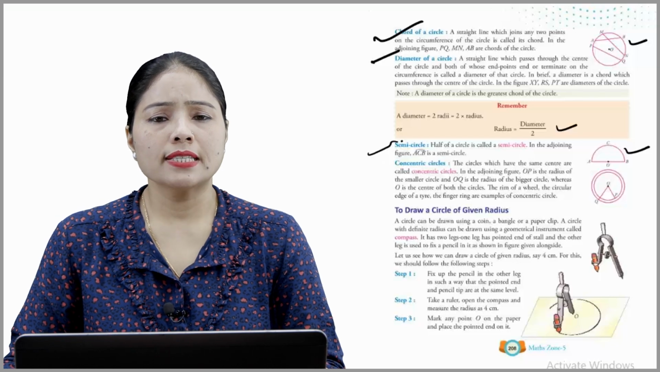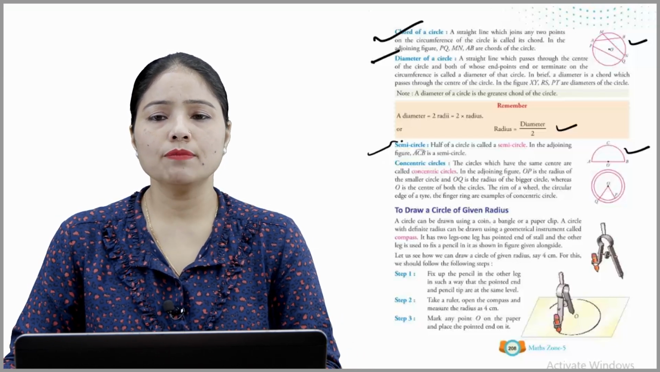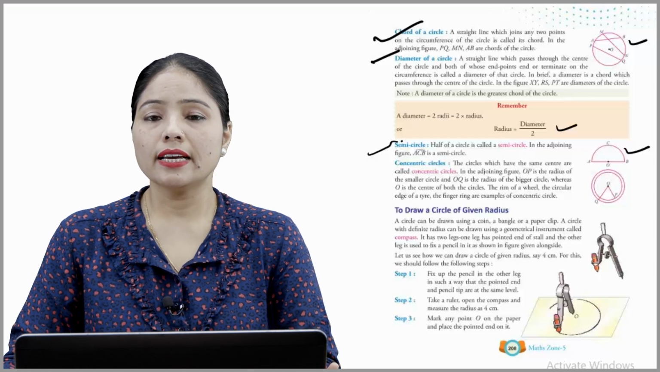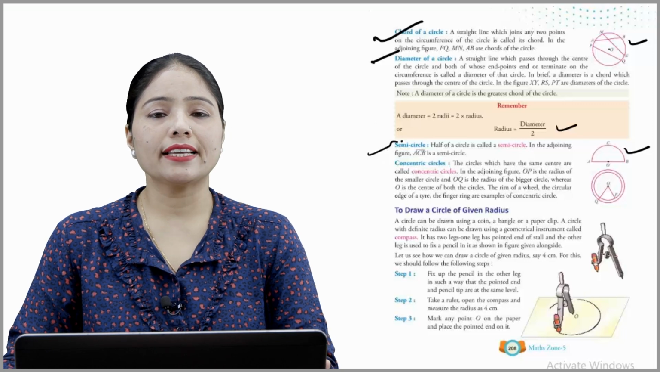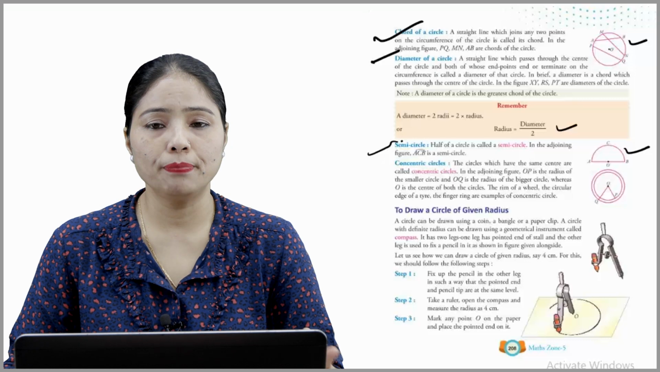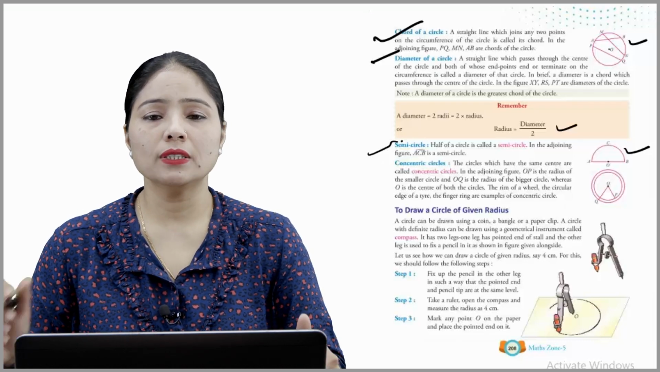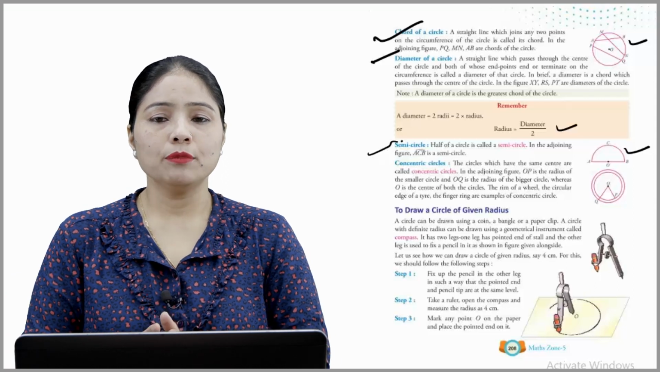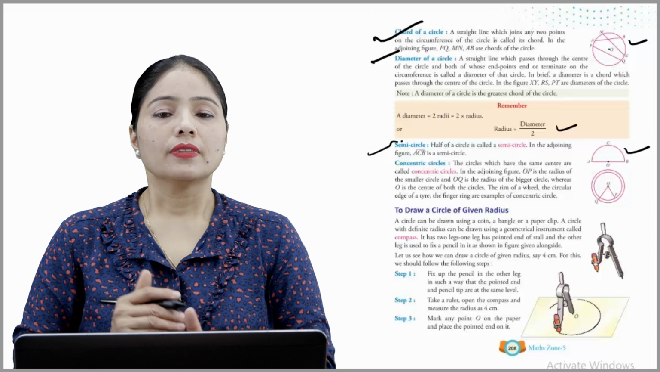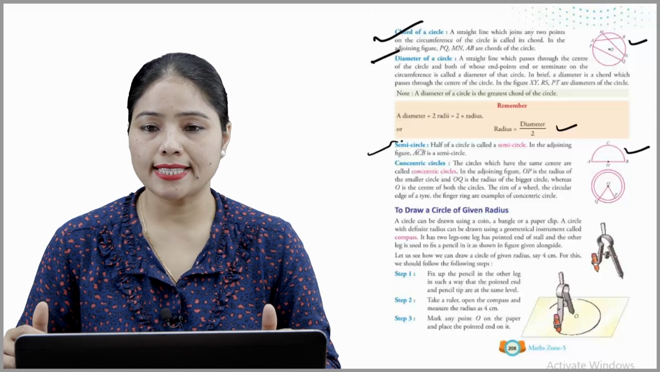Now concentric circles. The circles which have the same center are called concentric circles. In the adjoining figure, OP is the radius of the smaller circle and OQ is the radius of the bigger circle, whereas O is the center of both the circles. The rim of a wheel, the circular edge of a tire, the finger ring are examples of concentric circles.